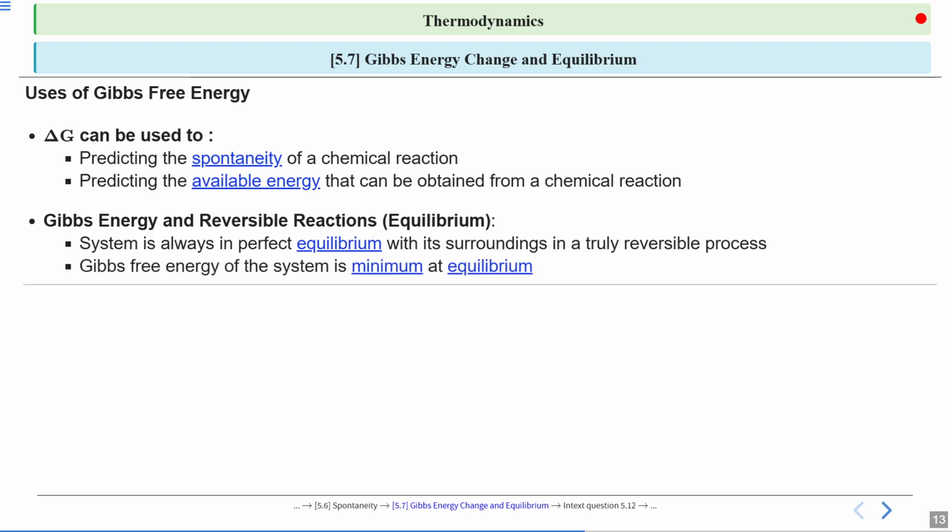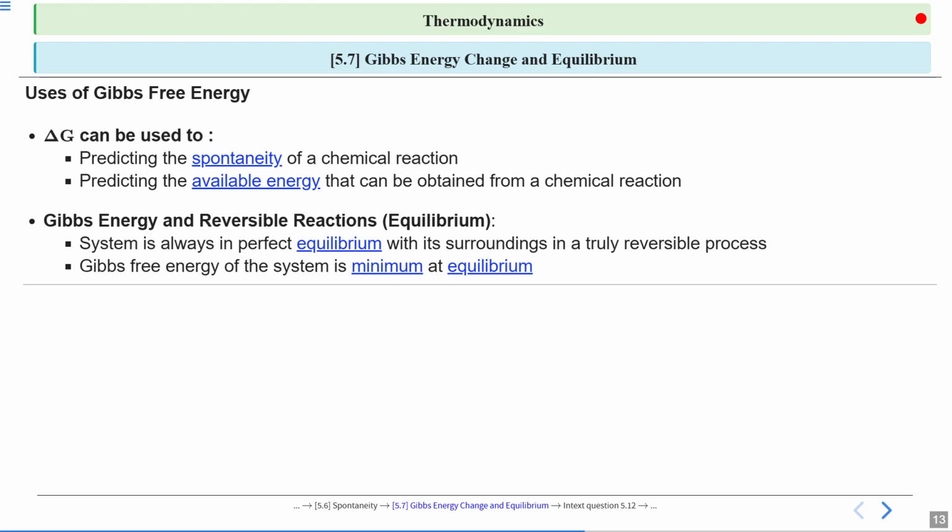Now, if you want to keep the reversible system at equilibrium, then you need to keep the Gibbs free energy at minimum value. How? Suppose you have a system and the system has a minimum value of 2. So it can have a minimum value of Gibbs free energy as 2. Now, what other values can it have? It can have 2.1, 2.2, 2.3, 4, 5, 10, anything.